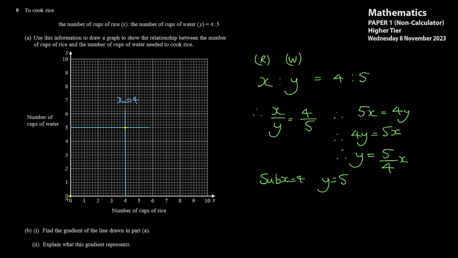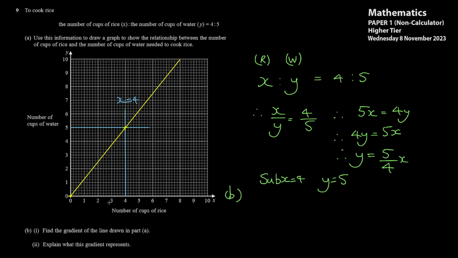0, as I've said, is another plot point. So if I just put a line through here, I would have drawn the complete relationship between the cups of rice and the cups of water. And that's part A. Well, we've sort of answered part B already.